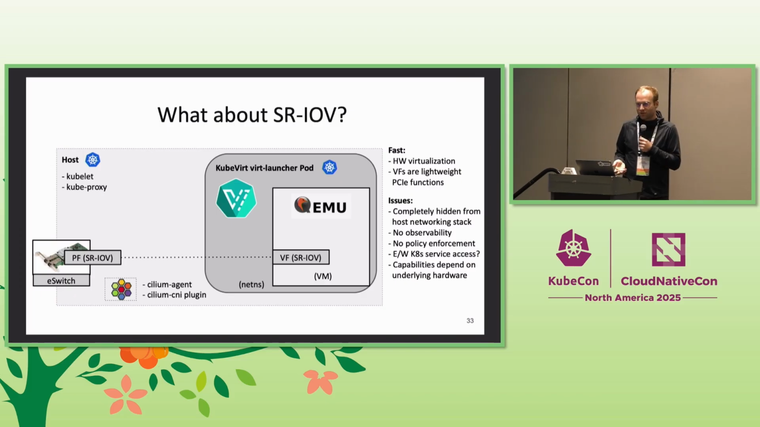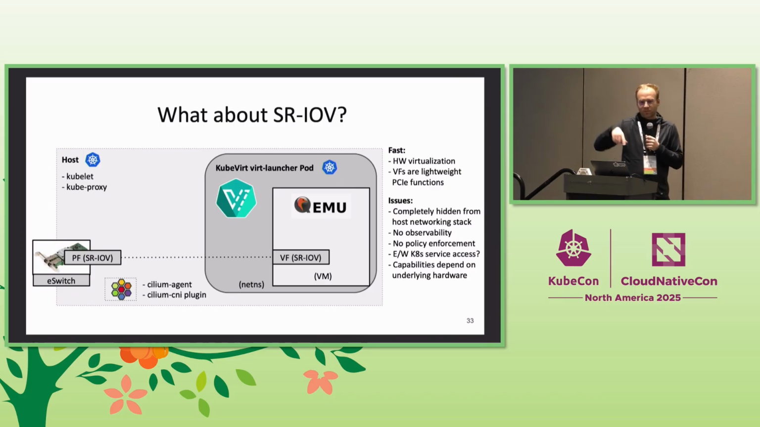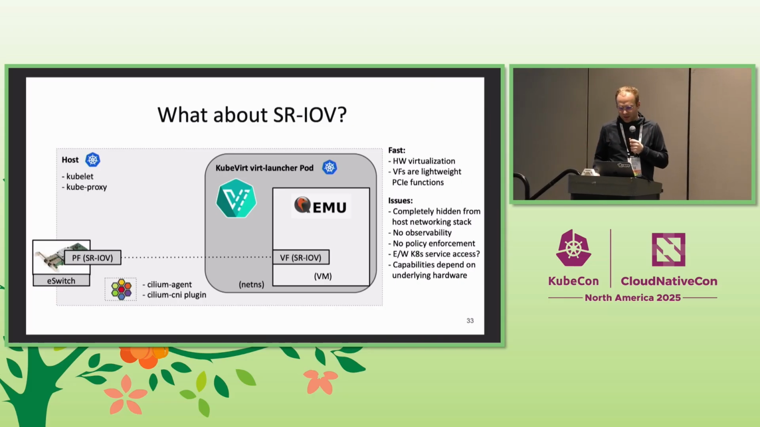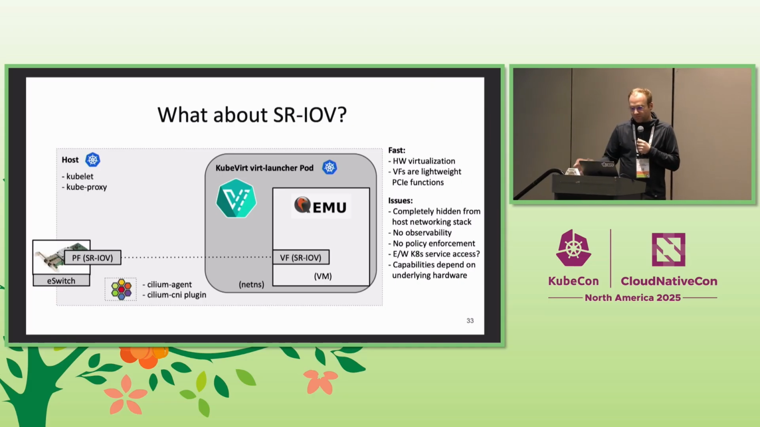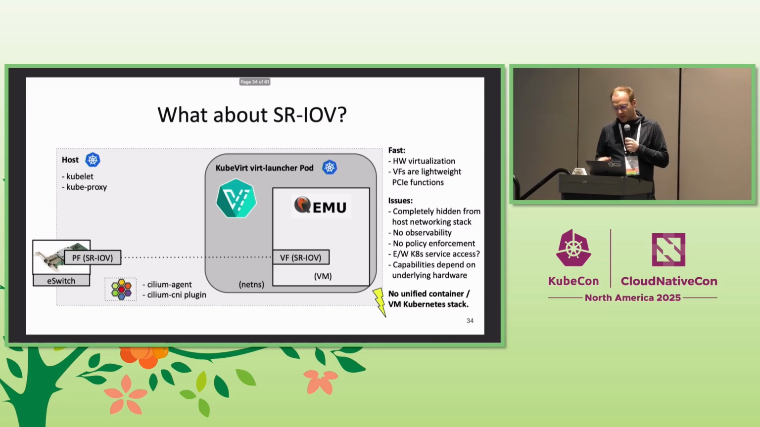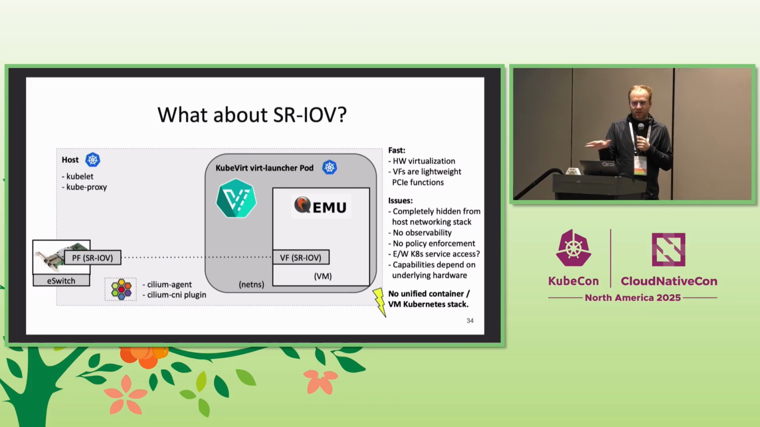For Kubernetes service access, well, you can probably access load balancer services through hairpinning. You can probably access node port, but what about cluster IP? So really those capabilities depend on the underlying hardware. And you don't really get a unified container and VM experience. You can probably solve some aspects with DPUs, but then again, you're hardware vendor dependent in terms of capabilities, what this can do, right?